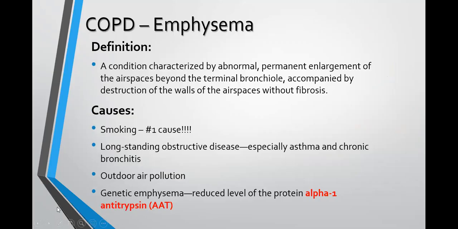The next one, emphysema. Emphysema is a condition characterized by abnormal, permanent enlargement of the air spaces beyond the terminal bronchiole, accompanied by destruction of the walls of the air spaces without fibrosis. So floppy lung. Emphysema is floppy lung. The air sacs or alveoli have been stretched out, permanently enlarged and stretched.